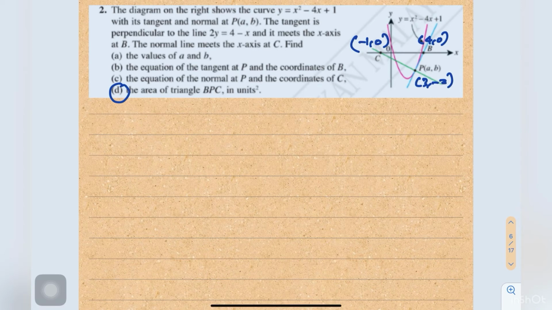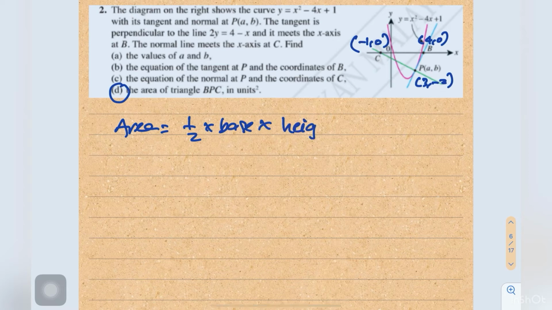Then to find the area of the triangle, area equals 1/2 times base times height. The base is the length of CB, so 5. The height is the y coordinate, but the height is always positive, so we take 2. So the area is 5 units squared.